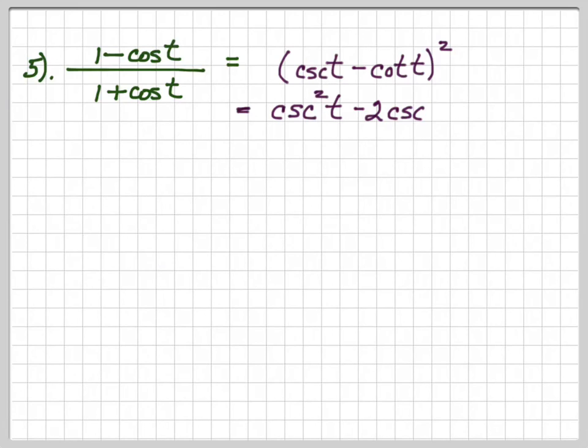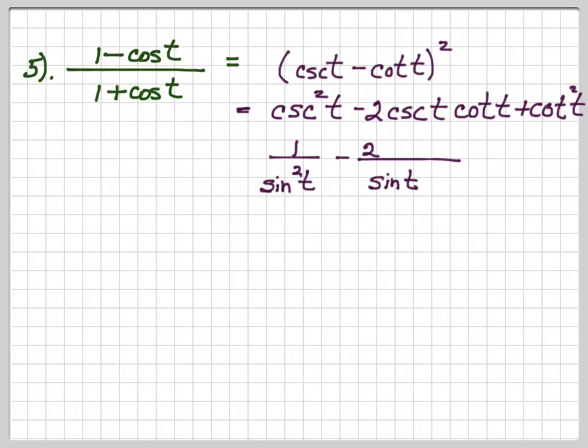I am going to work with the right-hand side, and I'm going to change everything to, well, first of all, I'm going to expand this. Cosecant squared theta minus 2 cosecant t cotangent t plus cotangent t squared. Once again, that's just binomial expansion. And then I'm going to change everything to sine and cosine. So I'll have 1 over sine squared theta minus 2 cosecant goes down to the bottom with sine, and cotangent becomes cosine over sine, plus cosine squared t over sine squared t.